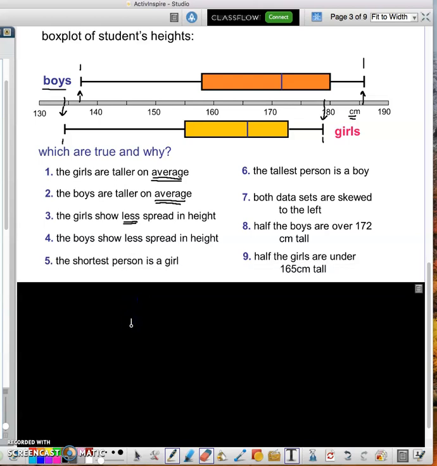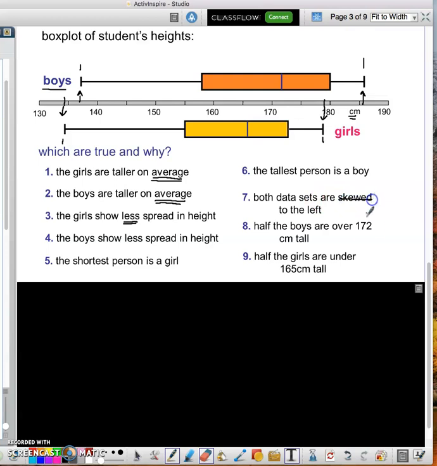The shortest person is a girl. Well, let's look at the shortest person in the boys. Let's look at the shortest person in the girls. That's true. You look at the minimum. The tallest person is a boy. Compare the maximum to the maximum. That's a true statement. Both data sets are skewed to the left.